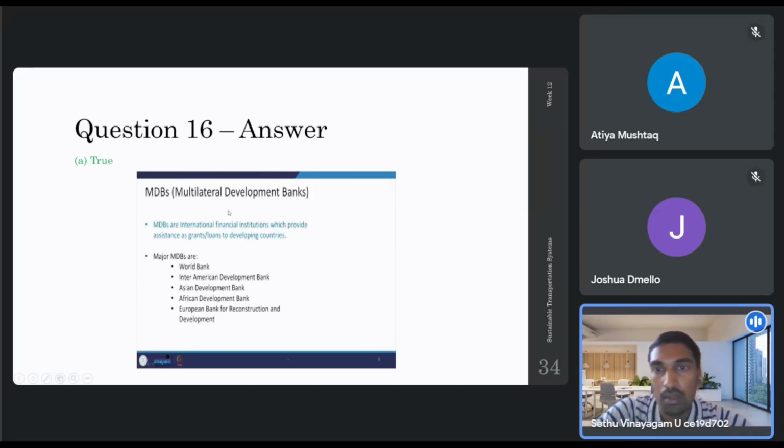So basically, these are institutions that are not specific to a single country. They provide grants or loans to the developing countries, to help or assist with their projects that are of larger scale, to help with them financially. So the Asian Development Bank, which came up with the star rating system that we have looked at, is one of the multilateral development banks.